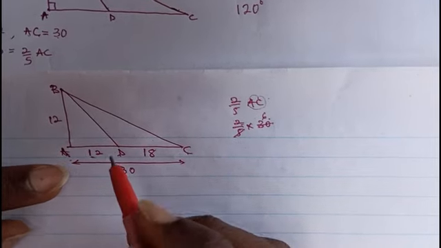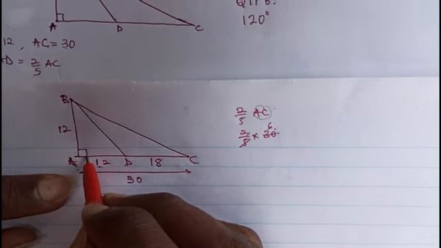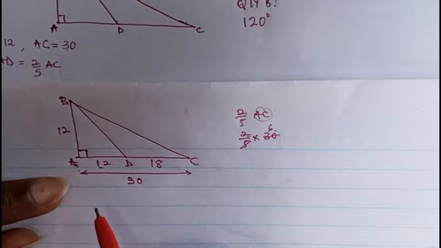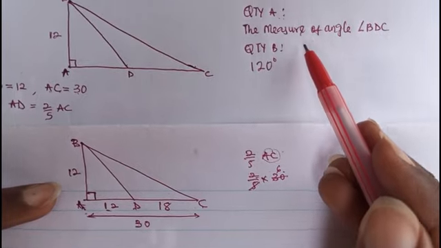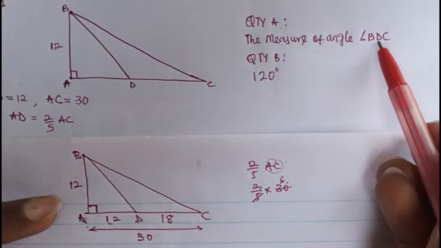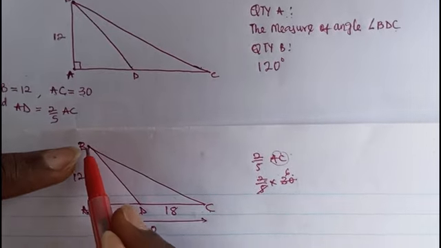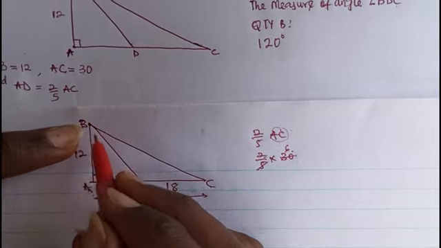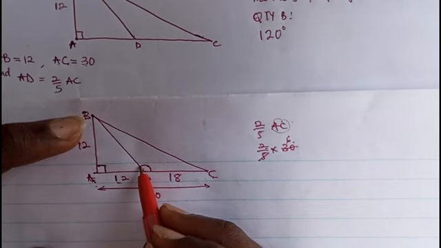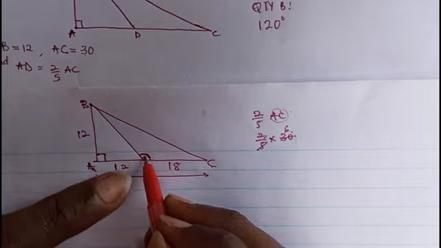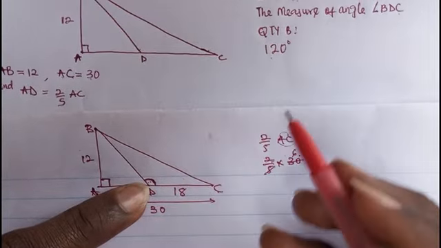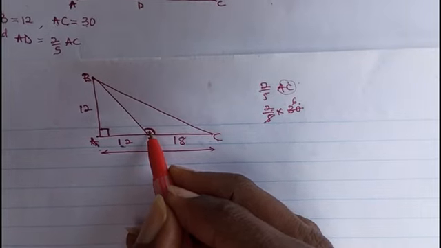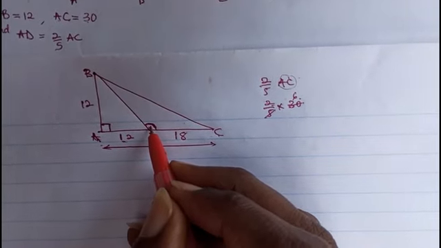You understand? Now, this angle here is 90 degrees. We've missed it out. We want to find the measurement of the angle BDC. So BDC is this angle here. This is BDC. So we want to find this angle here, and we want to compare whatever we get here with the 120 degrees in quantity B. So how do we get this angle here? It's a really very simple task to do.